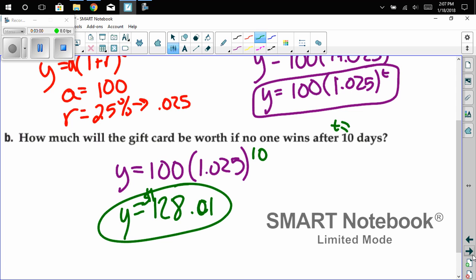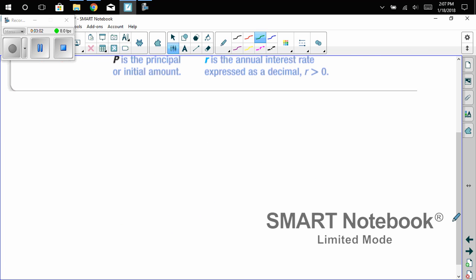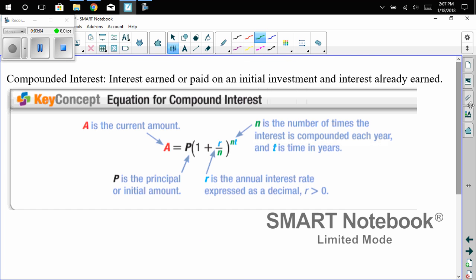Okay, that's exponential growth. Next one we're going to look at is compound interest. Now, compound interest is interest earned or paid on an initial investment, and the interest is already earned. So in other words, we're not just paying on what we started with, but we're also paying on interest that we earned. Okay. A is the current amount. P, that's the principal. That's the amount we start with. Okay. Initial amount, that's the amount we start with for P.